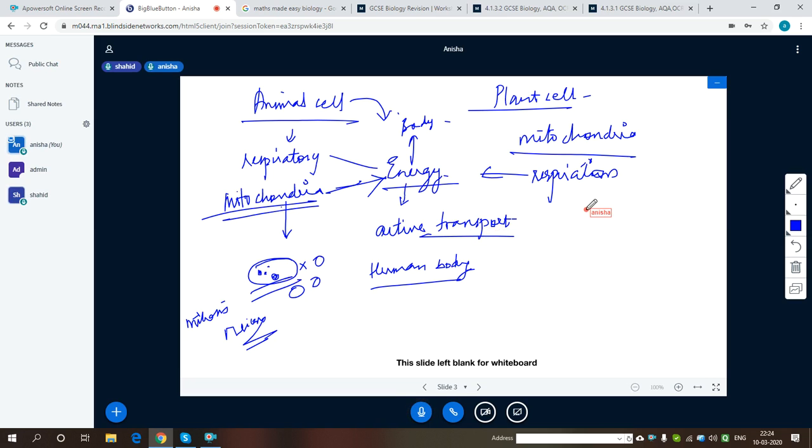Okay. Okay, this energy is then used for active transport. Okay, yeah, I've written that down. Okay, so I'm clear on that as well.